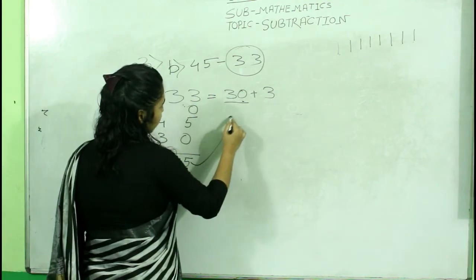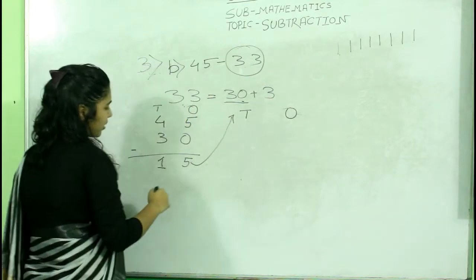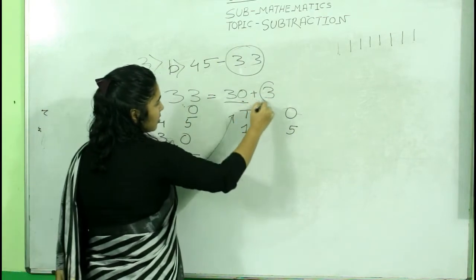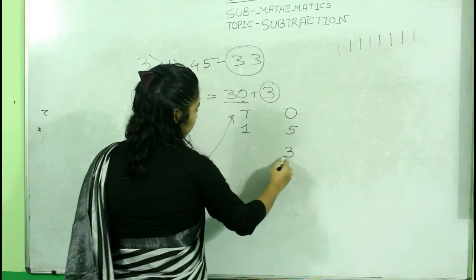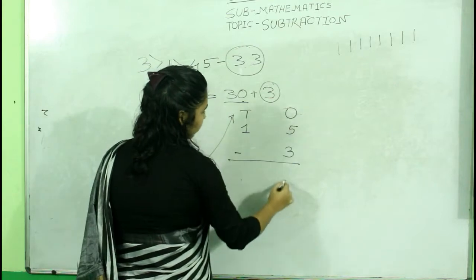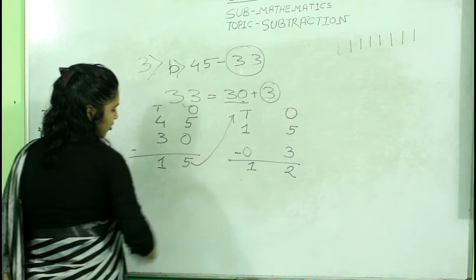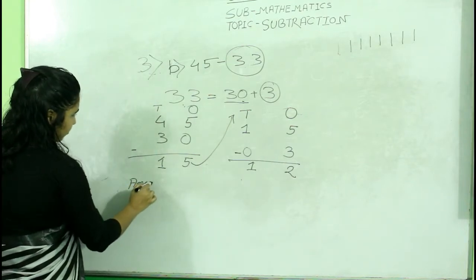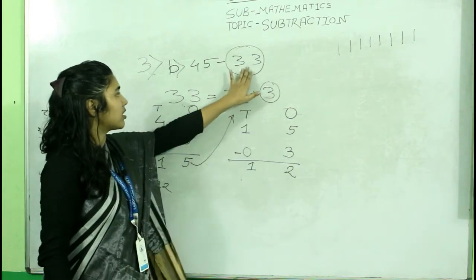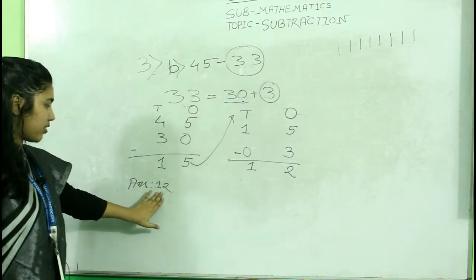Now take this number as the bigger number. So this is tens place, this is ones place. Now put this number 15 here. Now subtract this second number from 15. So 5 minus 3 is 2, and here 1, because here we have 0. So our answer is 12. That means if we subtract 33 from 45, we will get 12 as our answer.